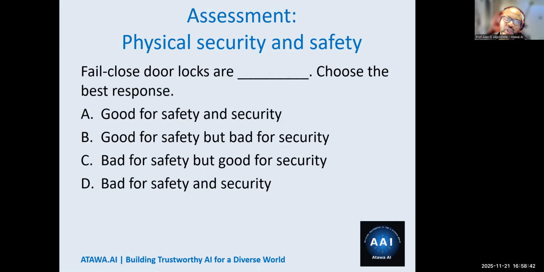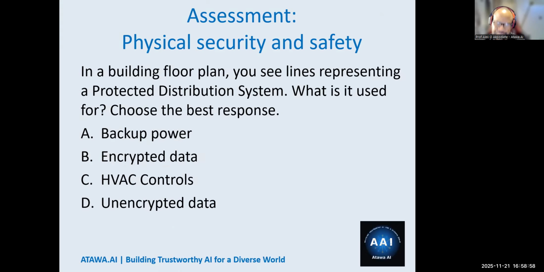Fail close door lock. So in other words, the door fails, like there's a change in the electrical circuit, it closes. Doesn't allow you to get outside, right? They are blank. So choose... So they are bad for your safety, but they're very good for security. That's why C is the correct answer here.